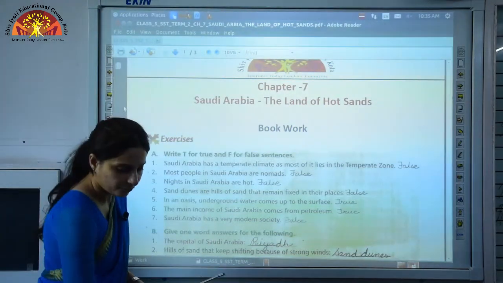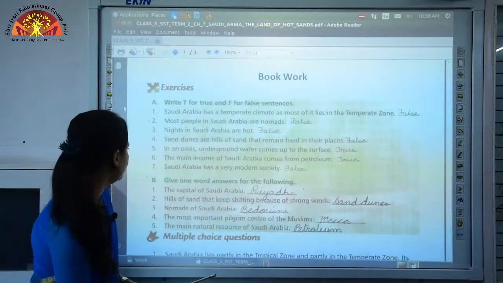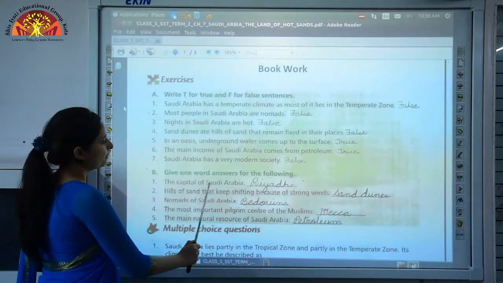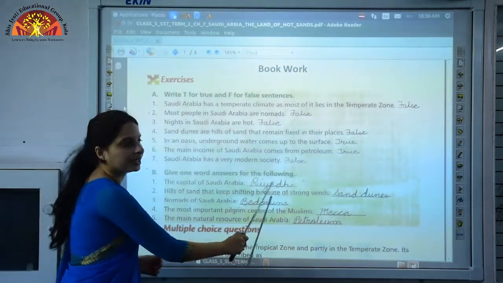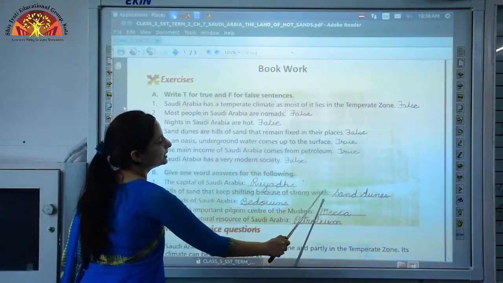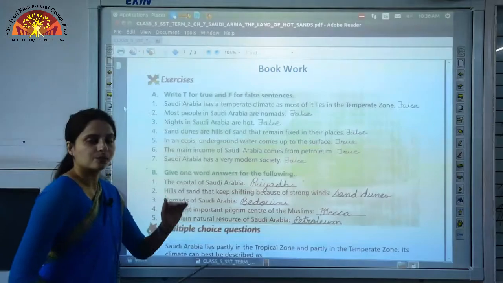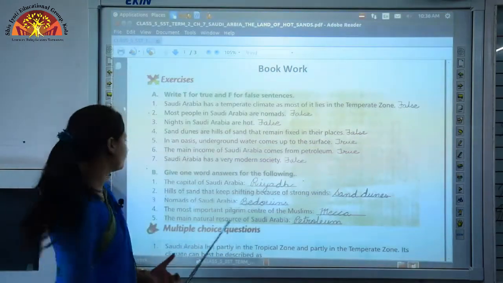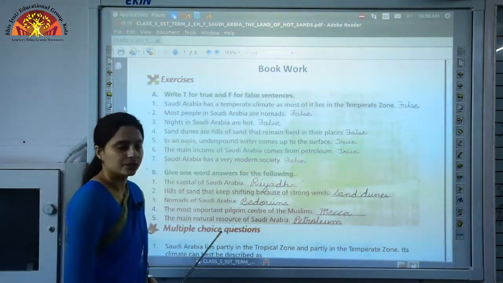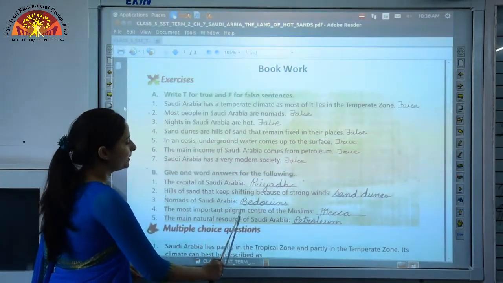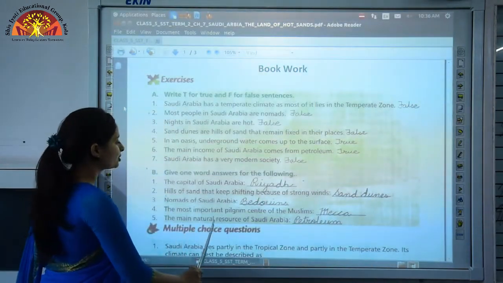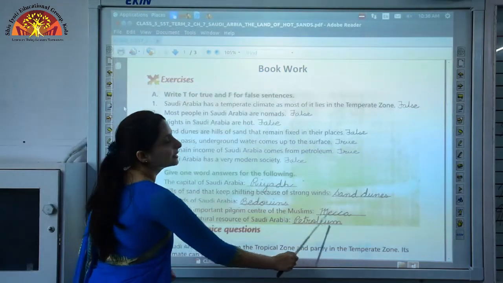Now we will move on to question number B, that is give one word answers for the following. The capital of Saudi Arabia, that is Riyadh. Hills of sand that keep shifting because of strong winds are sand dunes. These are small hills of sand that keep on shifting. Nomads of Saudi Arabia, we learnt they are called Bedouins. The most important pilgrim center of the Muslims, that is Mecca. The main natural resource of Saudi Arabia is petroleum.